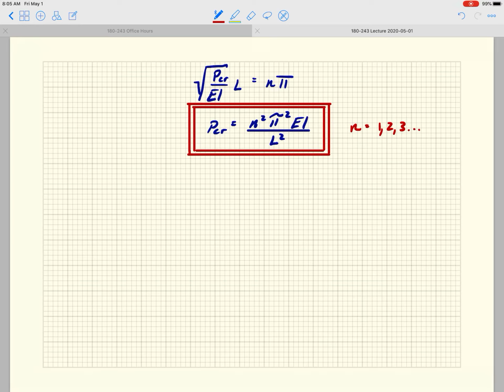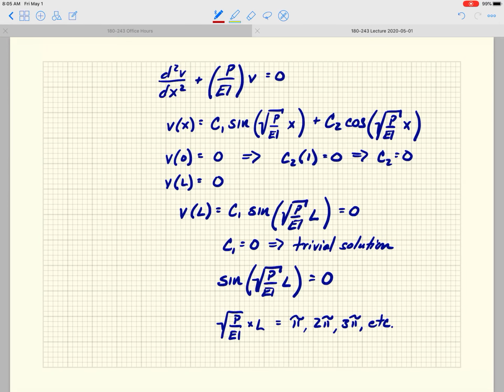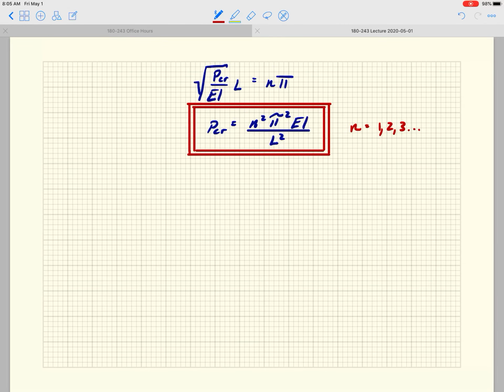If n is not a round integer, then that P critical would not cause this term here to go to 0. So it would not satisfy the equilibrium equation. So it has to be 1, 2, 3, and n equals 1 is the lowest buckling load. So that, in general, is what we care about.